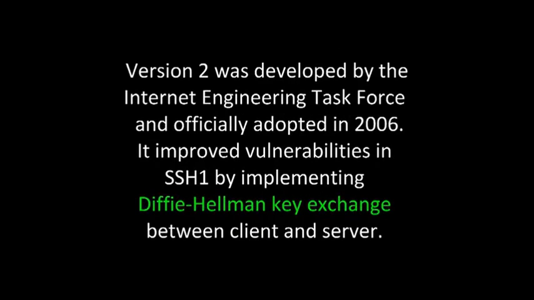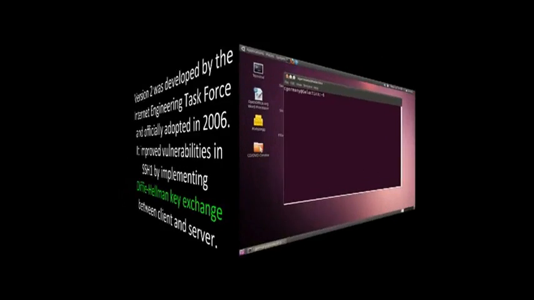Version 2 was developed by the Internet Engineering Task Force and officially adopted in 2006. It improved vulnerabilities in SSH1 by implementing the Diffie-Hellman key exchange between client and server.